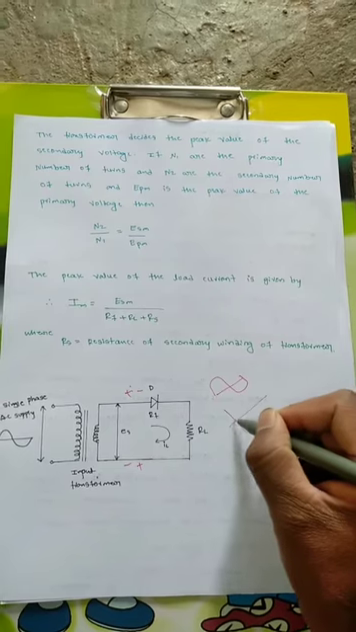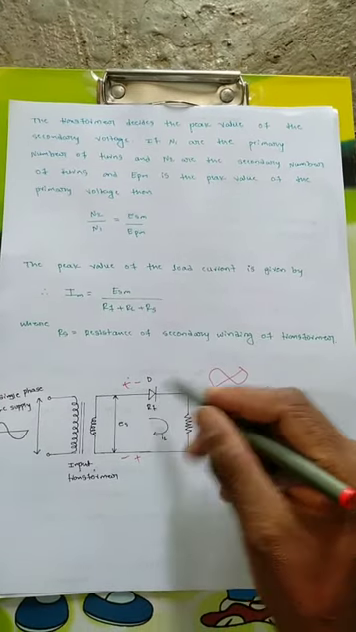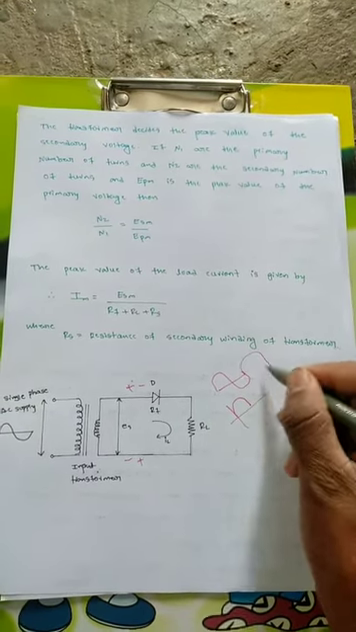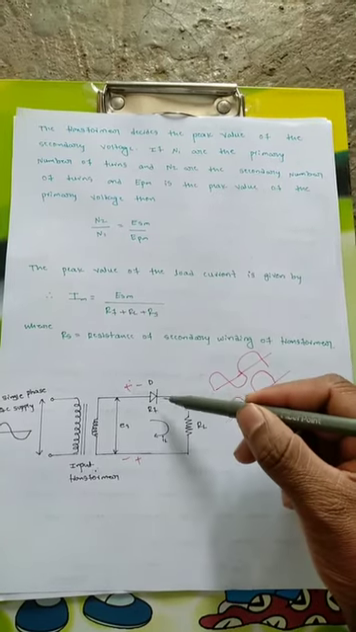Then during the positive half cycle, the diode will conduct. During the negative half cycle, the diode gets reverse biased and it will not conduct. So for this there will be no output. Again for the positive half cycle, the diode will conduct because it will be forward biased.